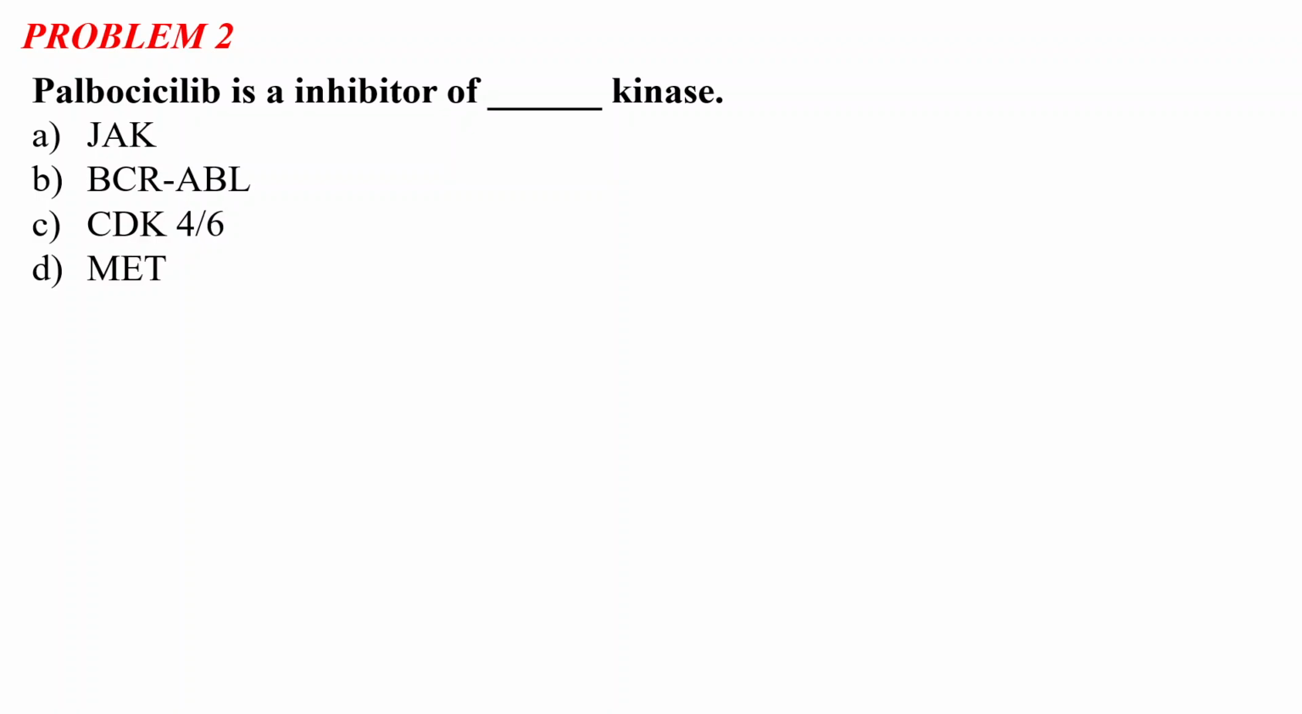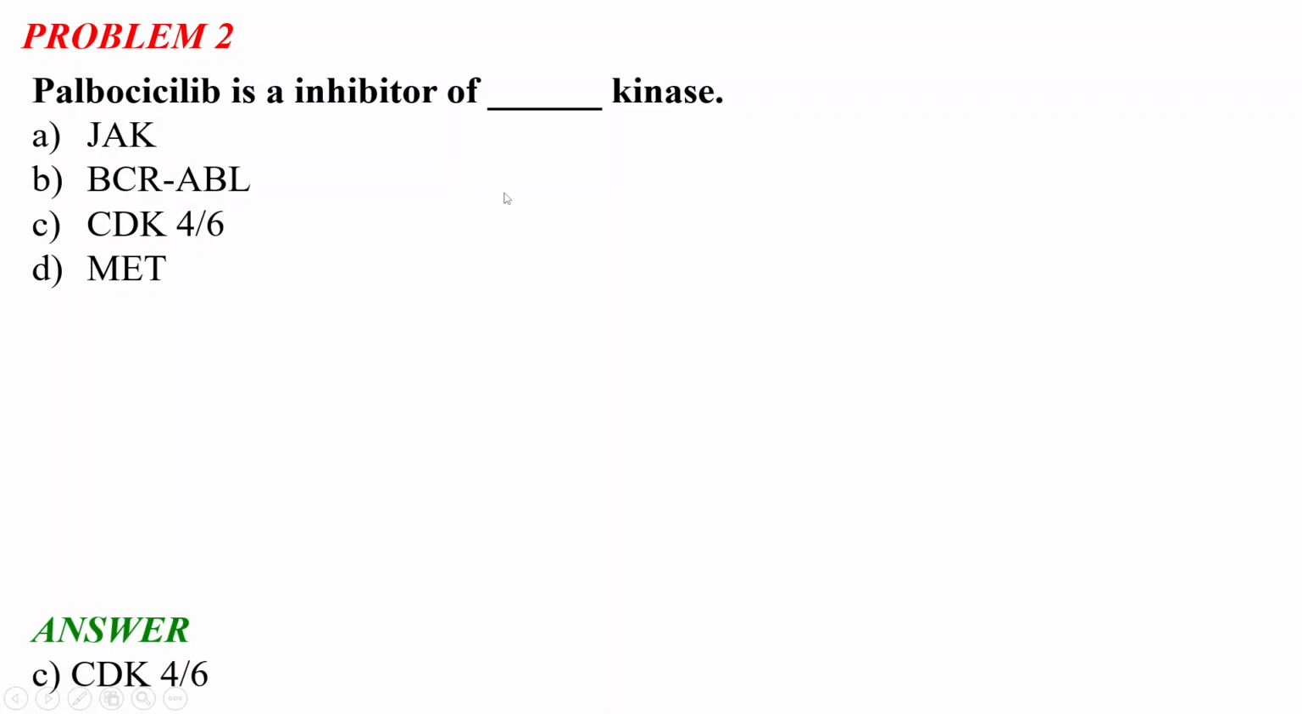There are several families of kinases in our body. JAK kinase, BCR-ABL, CDK and MET kinase are several examples of kinases. Kinases also have a very important role in our body, in cell growth and the cell cycle. So this drug, palbociclib, is an inhibitor of a particular kinase, and you have to identify which kinase. I will first show you the answer, then we will discuss more about this kinase and the inhibitors.